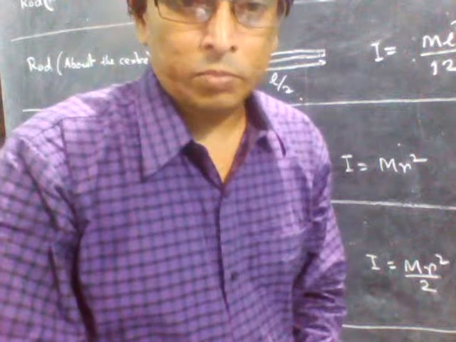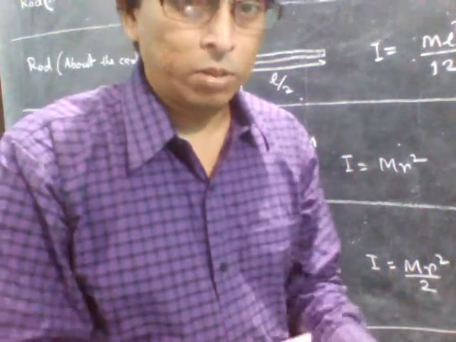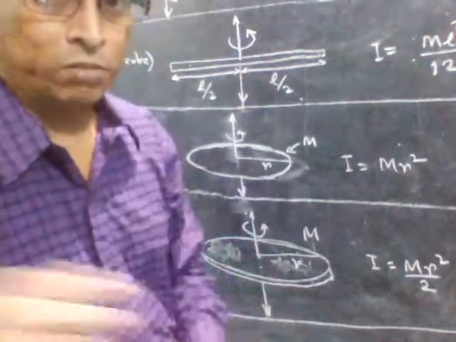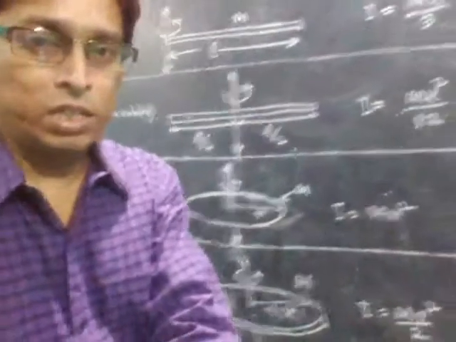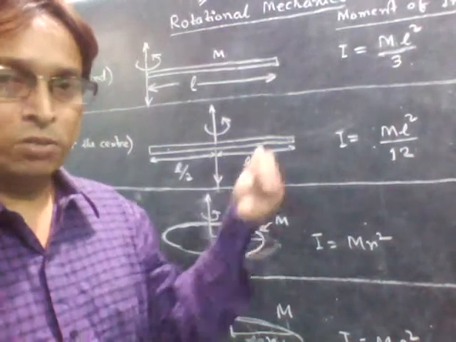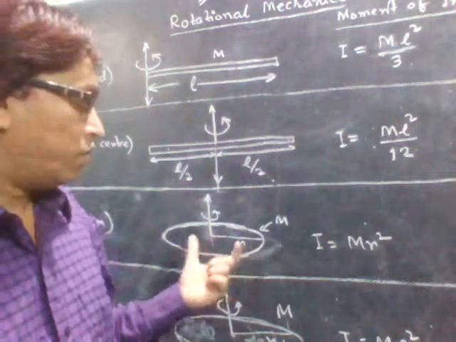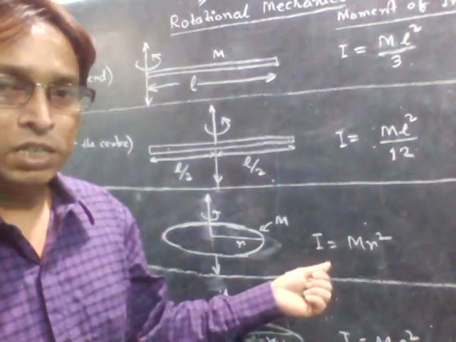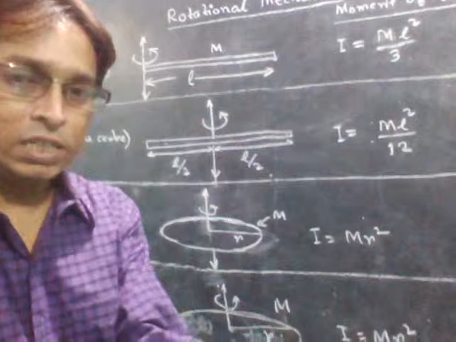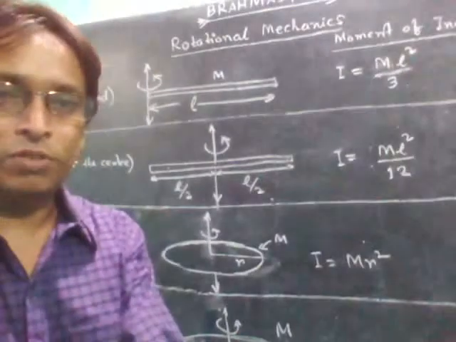Next I will discuss some other bodies. So first you should write it down. So these are the things. Once again you see this. For a rod, mL square by 3 about one end. For a rod about the center, it is mL square by 12. For a ring about the center, it is mr square, and for a disc it is mr square by 2. Okay. Now for other bodies.